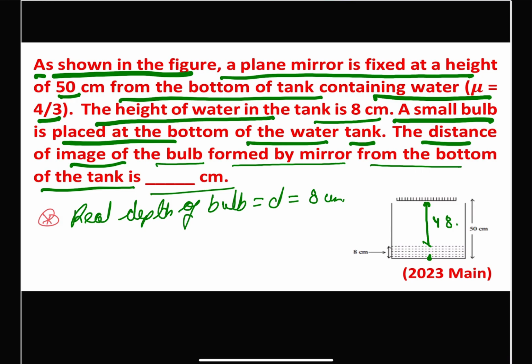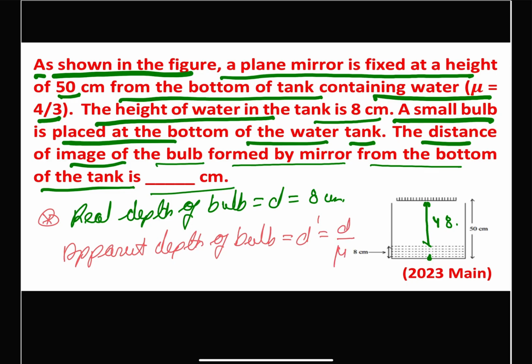Okay. And refractive index is given to us as 4/3. So we can say the apparent depth of the bulb, let us call that D prime, will be equal to D divided by the refractive index. So we get D prime equal to 8 divided by 4/3, which comes as 6 centimeters.